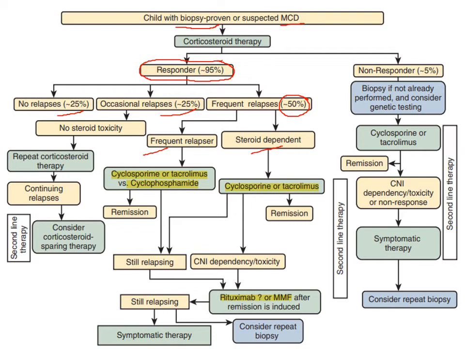If they enter remission, okay. If they are still relapsing, I can use cyclosporin or tacrolimus. If they are still relapsing on CNI, I can use MMF or rituximab. If the children are treated with CNI and have side effects of CNI, you can use MMF or rituximab. If they still relapse, I should repeat a biopsy.